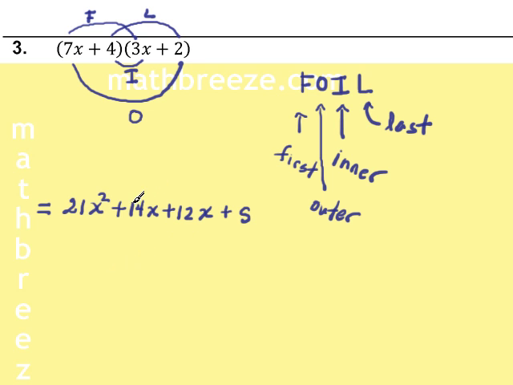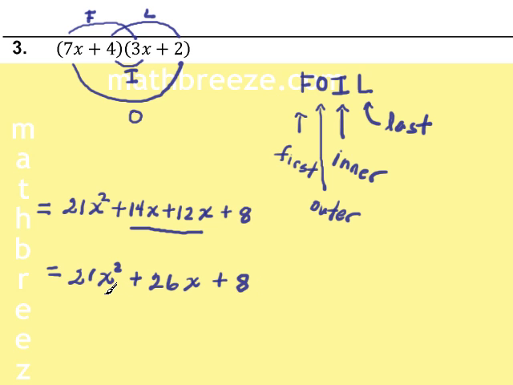Now very often, the outer plus inner, that's what we have right here, are like terms. And if we multiply in the order of FOIL, they end up next to each other, and we'll combine them. So we have 26x, that's 14 plus 12 times x.